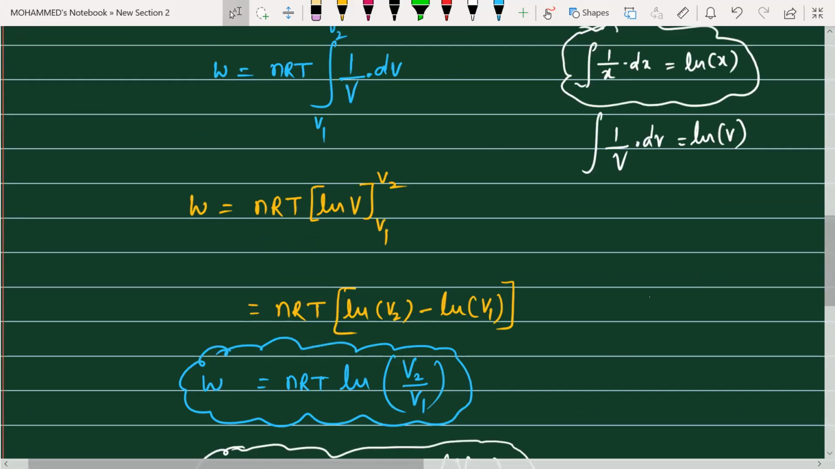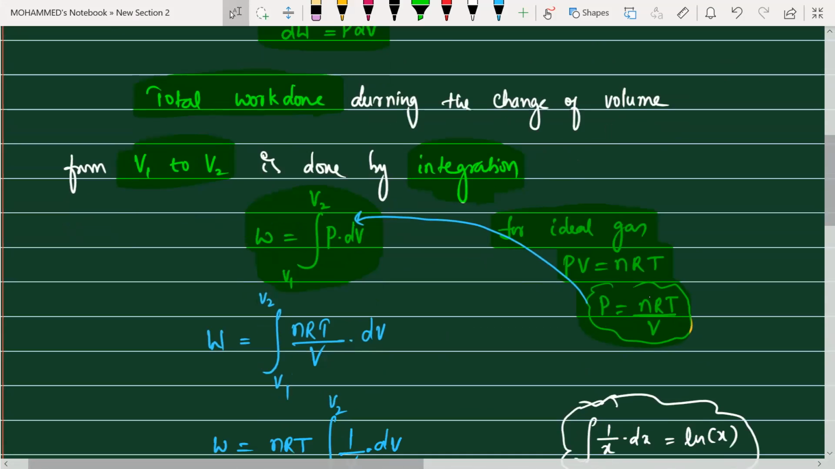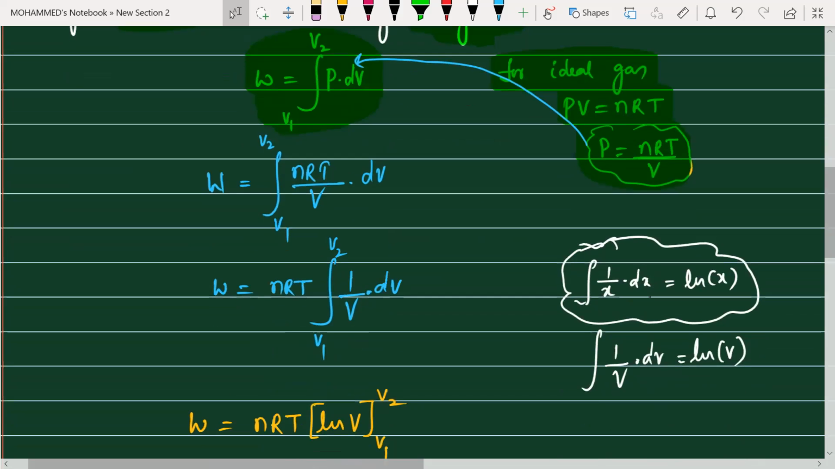So we are using the formula dW is equal to P into dV. For the total work done, we do the integration: W is equal to the integral of P into dV. From the ideal gas equation, PV is equal to nRT, so P is equal to nRT divided by V. Substituting that P value, W is equal to the integral of nRT divided by V into dV, so W is equal to nRT times the integral of 1 by V into dV. The integral of 1 by x into dx is ln x.